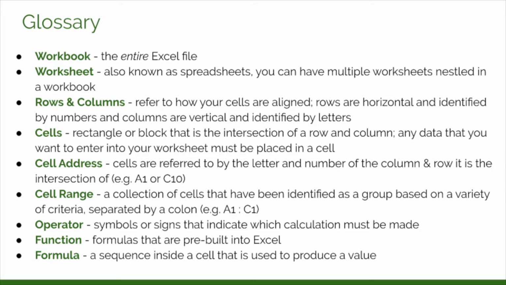worksheet. Rows and columns refer to how your cells are aligned. Rows are horizontal, or left and right, and identified by numbers, and columns are vertical, or up and down, and they are identified by letters. Cells are the rectangle or block that are the intersection of a row and column, so any data that you want to enter into your worksheet must be placed into a cell.